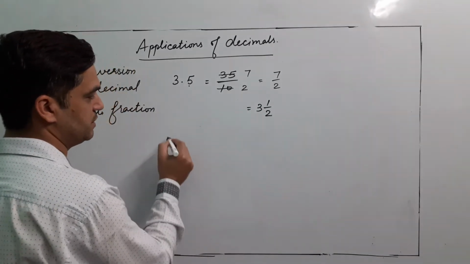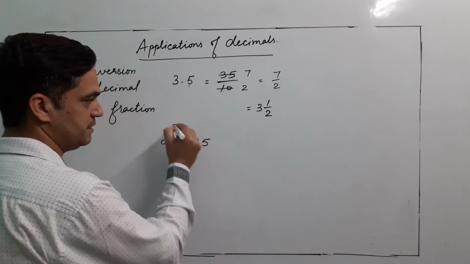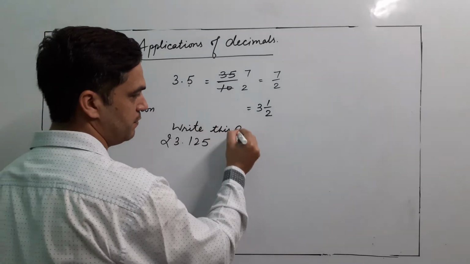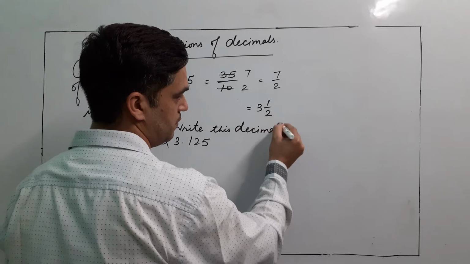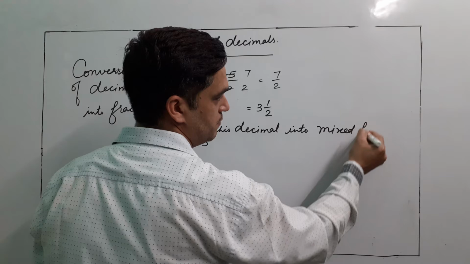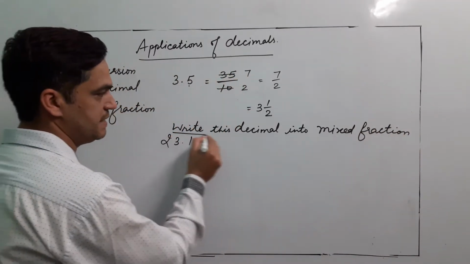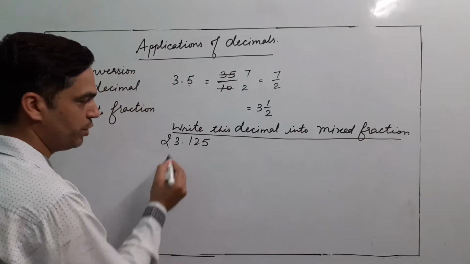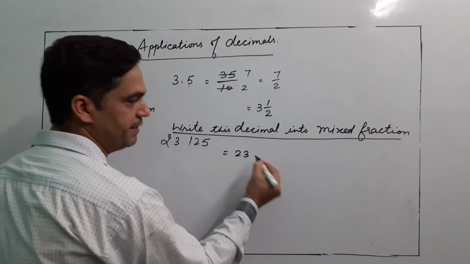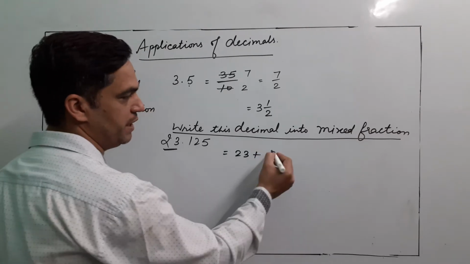Sometimes we get questions like 23.125. Question is, write this decimal into mixed fraction. So no need to write directly. The whole part should be separated. 23 is a whole number. It should be separated, written plus 125.